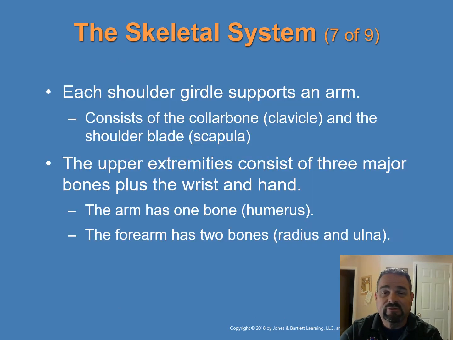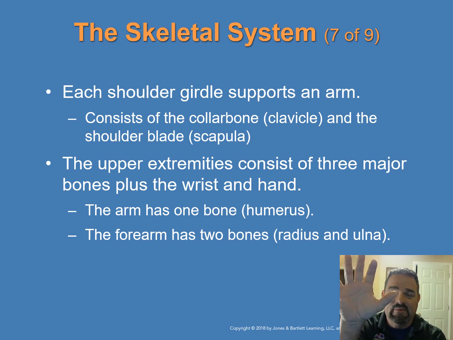All right, so each shoulder girdle supports an arm. It consists of a collarbone, the clavicle, and the shoulder blade, the scapula. Upper extremities consist of 3 major bones plus the wrist and the hand. The arm has 1 bone, which we call the humerus. The forearm has 2 bones, which we call the radius and the ulna. Always remember, the radius is on the side of the thumb, because that's where you'll find the radial artery. Therefore, the other side has to be the ulna. So the radius is always on the side of the thumb.